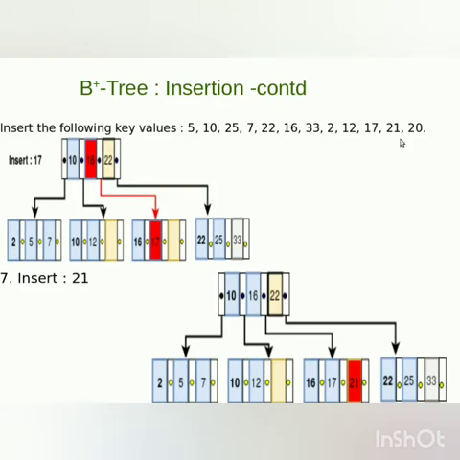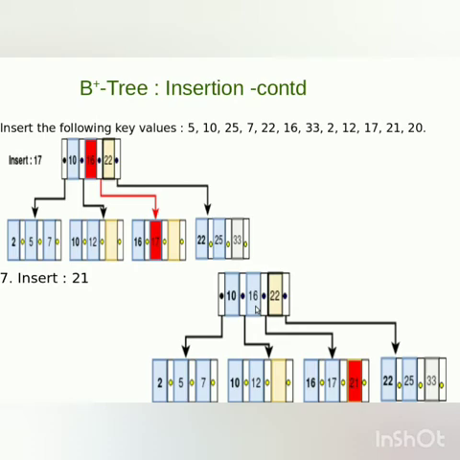Now the last value to be added is 20. 20 is between 16 and 22. Therefore this is the leaf node where 20 is to be added. There is no space, so it has to be split into 2. Therefore the split is 16, 17 and 20, 21. These are the 2 newly added leaf nodes, and 20 has to move up.